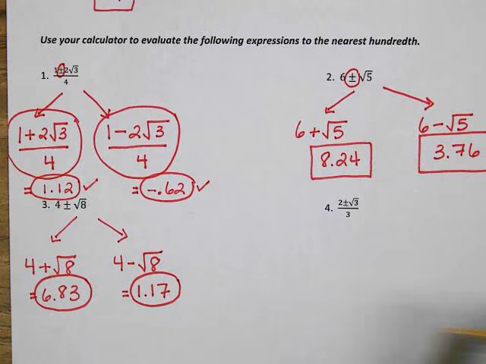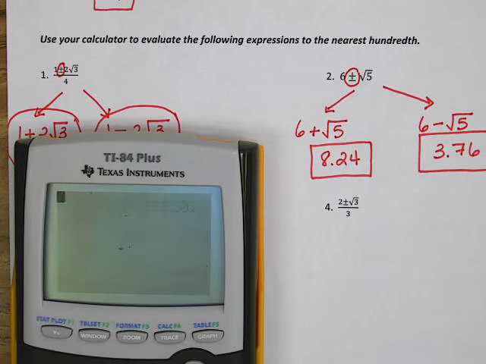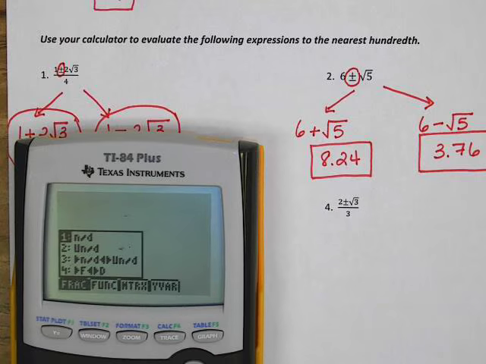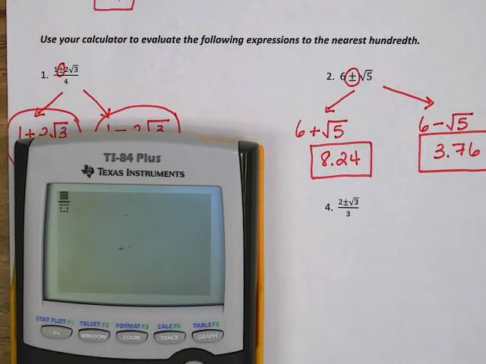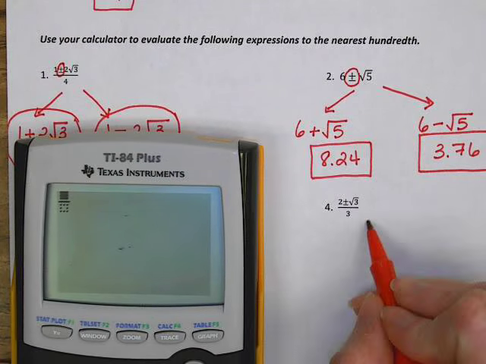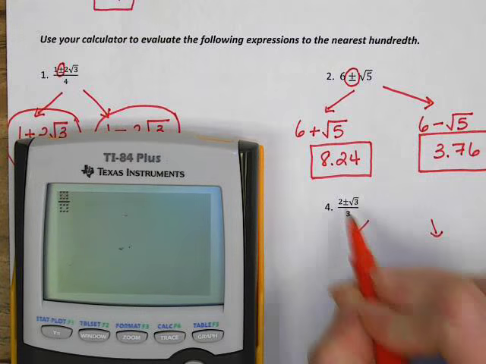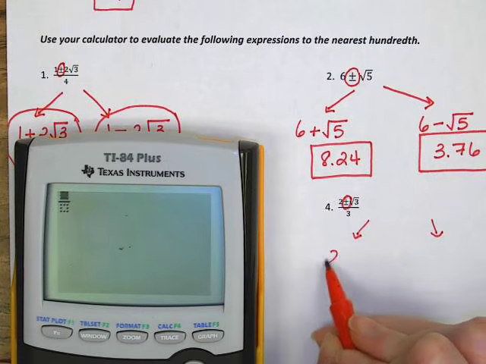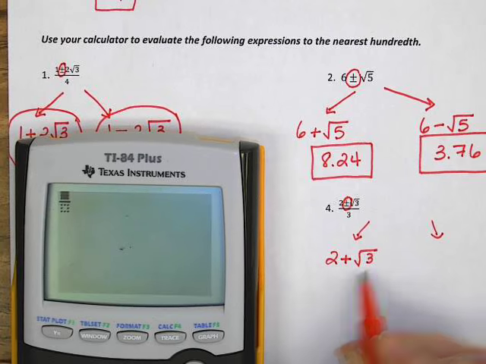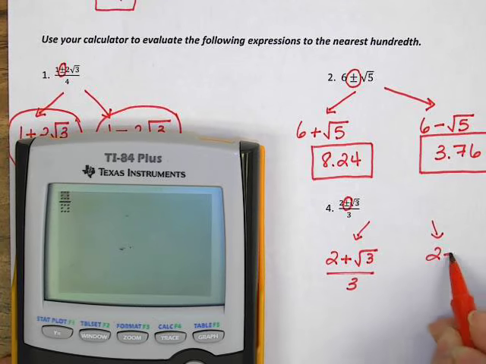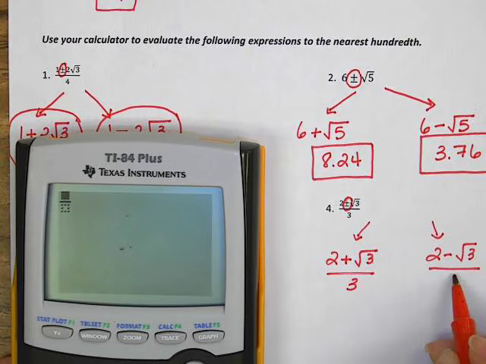Number 4 is a fraction, so I need to go do alpha y equals option 1 fraction and type them in. Again, I'll write it out for you guys. There are 2 different versions of the problem. One is with the plus sign, and one is with the minus sign.